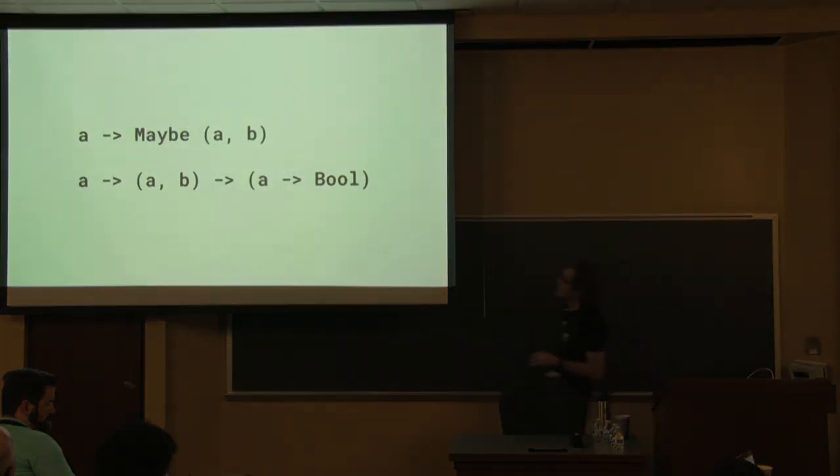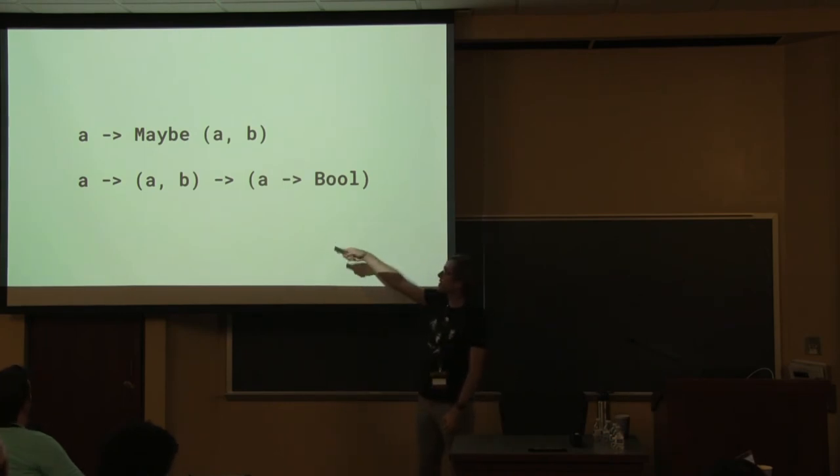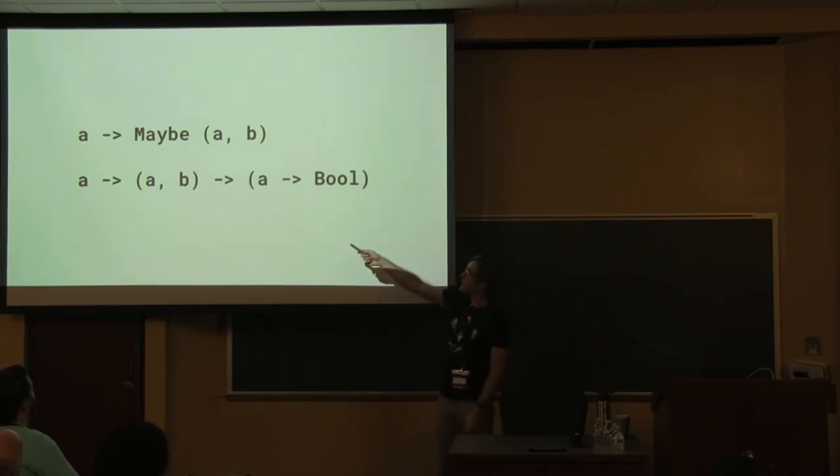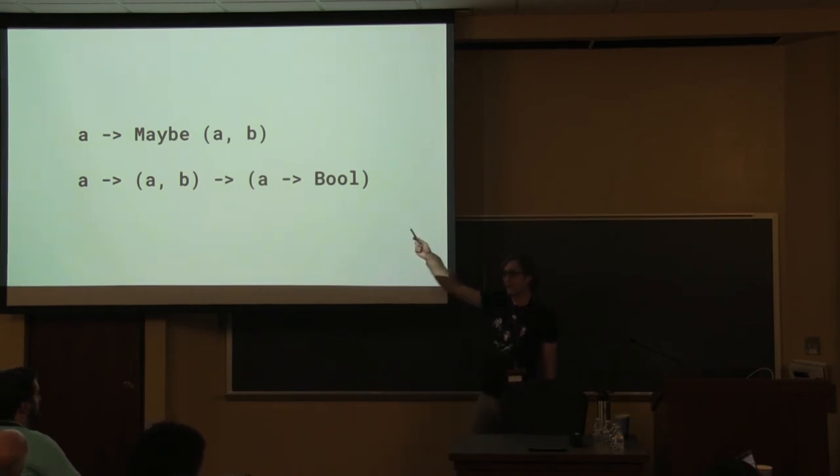I've seen that written both ways. I think the top one is far more common. So you have a function that can go from an A to a Maybe of (A, B). The interesting thing here is A is the thing that you're extracting values out of, and what you get back is potentially a pair. It's potentially because you have to have some way to indicate that you're done. There are no more values to extract. So that's what the Maybe is there for.